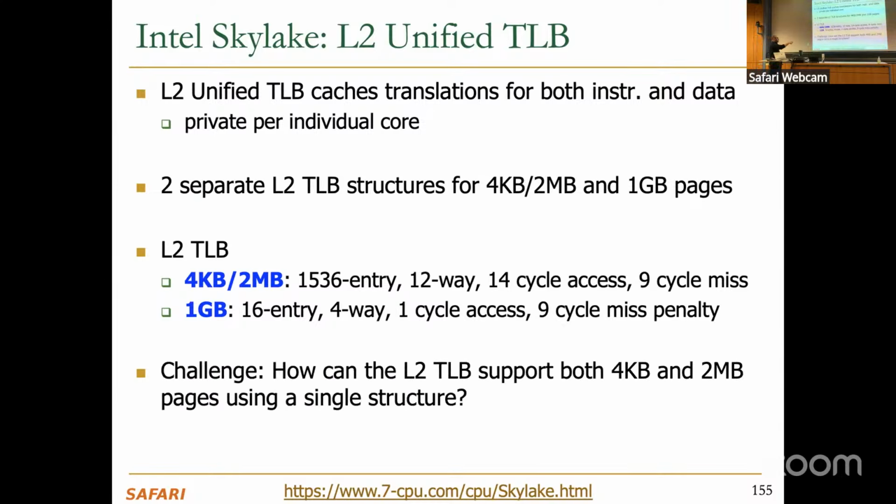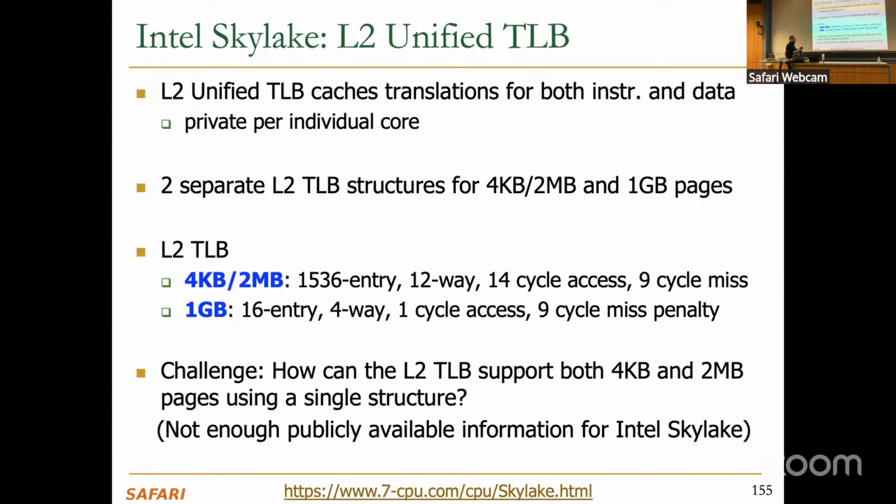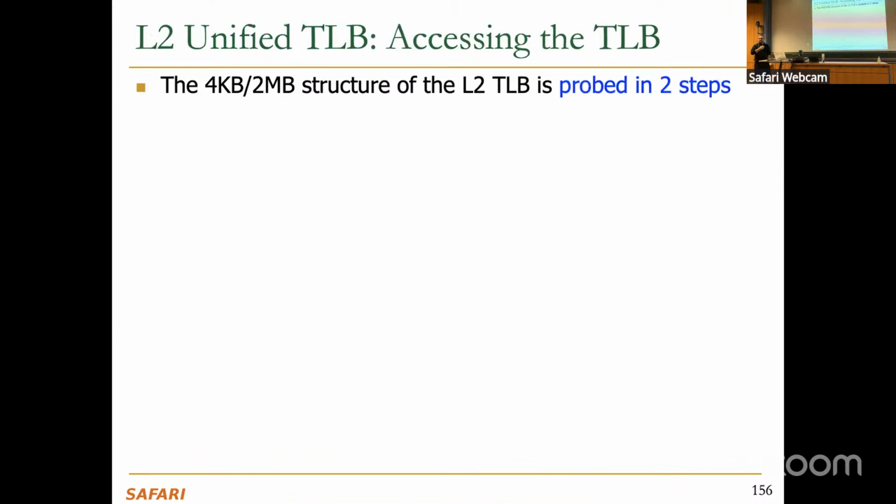As you can see, the L2 TLB is much, much larger compared to the L1 TLB. It's almost 10 times larger. Oh, not 10, 20 times larger. And the question is, how can the L2 TLB support both 4 kilobyte and 2 megabyte pages using a single structure? Does anyone have any idea? What is one way of accessing the TLB assuming a page size, basically? There's not enough public information to give you the exact algorithm, but they have some guesses.